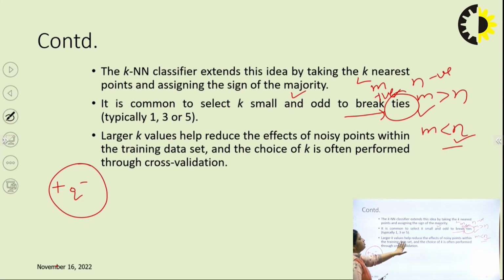Larger k values help reduce the effect of noisy points, because there may be noise and one may get wrongly classified because of noise. So what is the solution to that? We can take larger k values that help reduce the effect of noisy points within the training data set, and the choice of k is performed through cross validation. We use the cross validation method to find a good value of k.